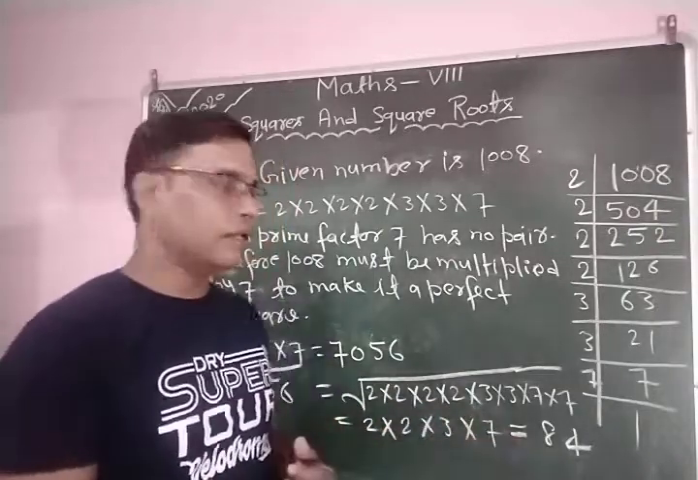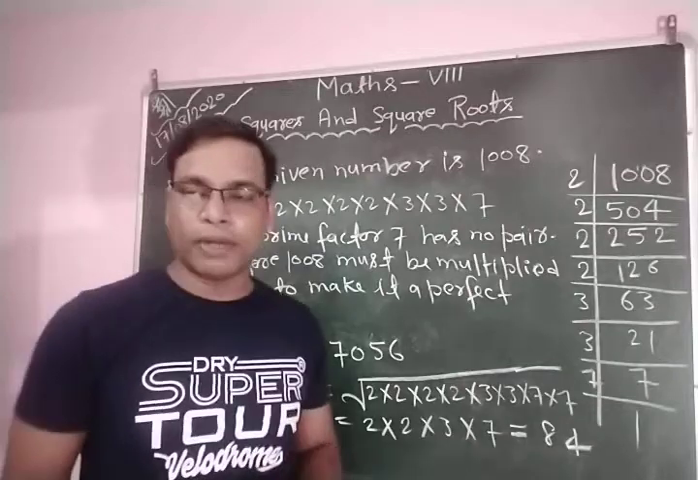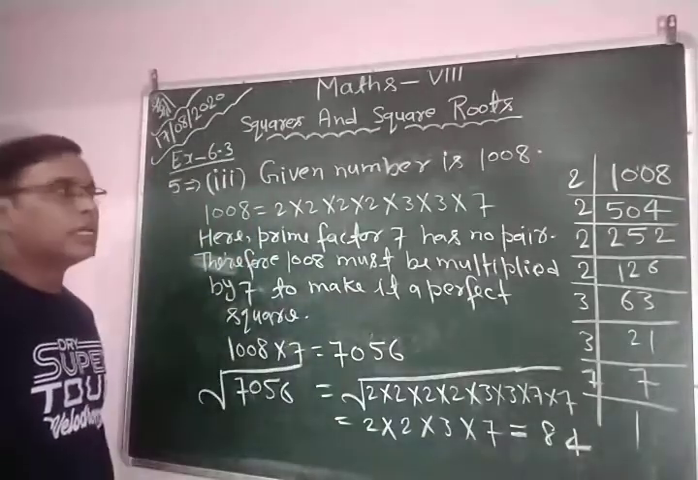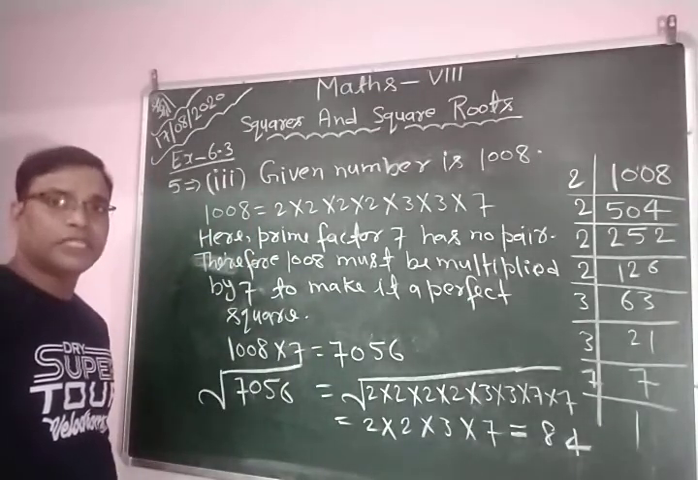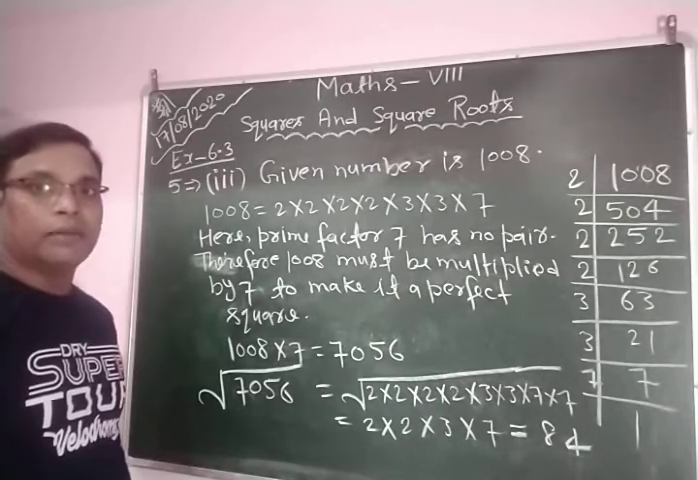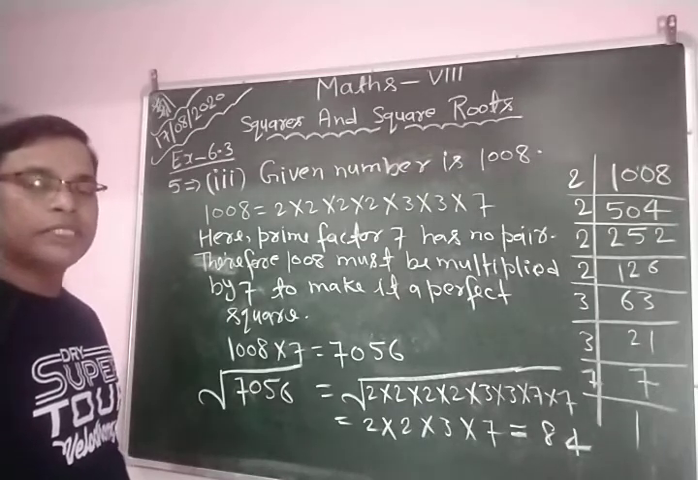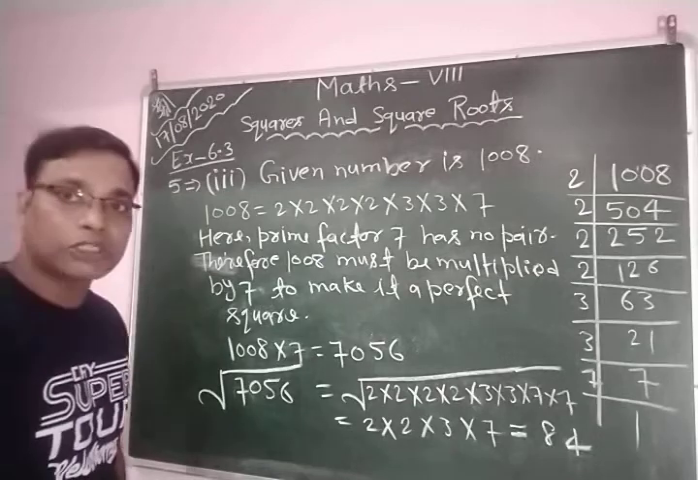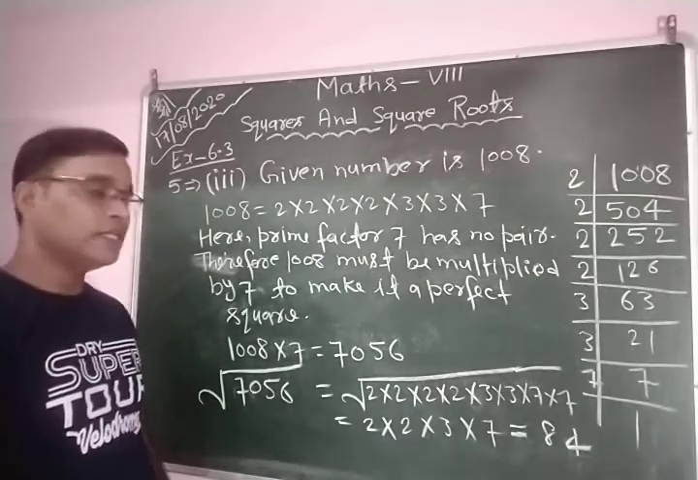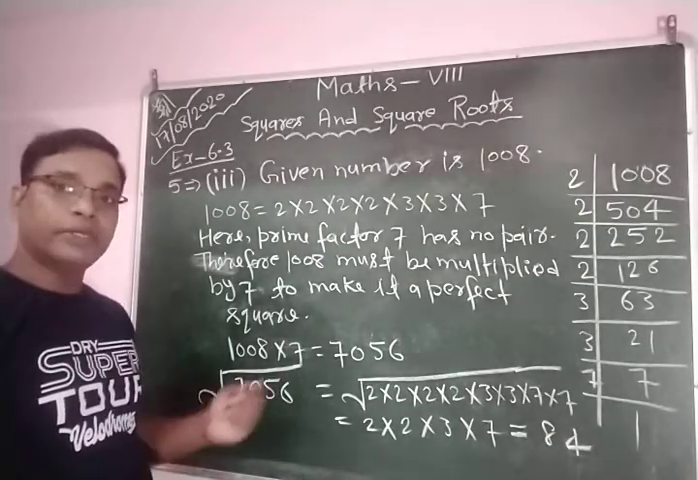Clear? Okay. Students, I hope all of you understood how to find the smallest number that, multiplied with the given number, makes it a perfect square number, and how to find the square root of the new number.